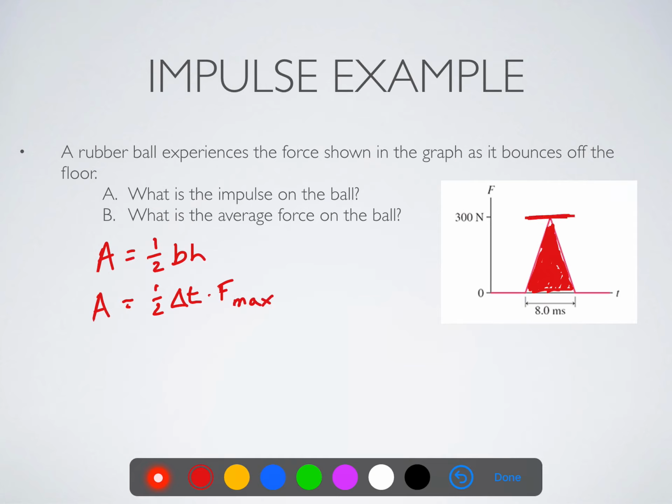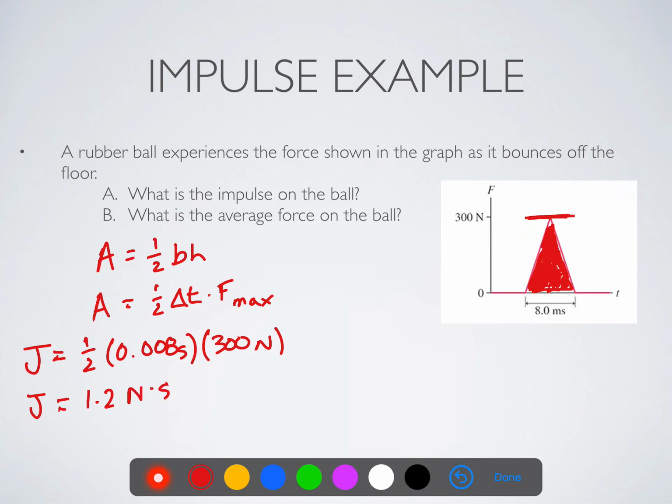We're going to replace this with J, because J is our impulse and that's our area, is equal to 1/2 times the change in time, which is 8 milliseconds, so that's 0.008 seconds, times the maximum force, which is 300 newtons. And we're going to get that our impulse is equal to 1.2 newtons times seconds. So that's our impulse that's delivered to this.